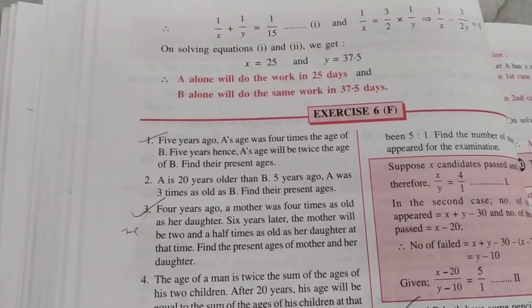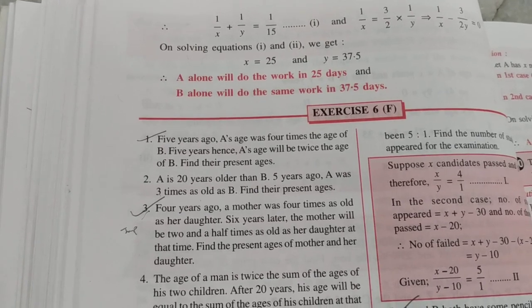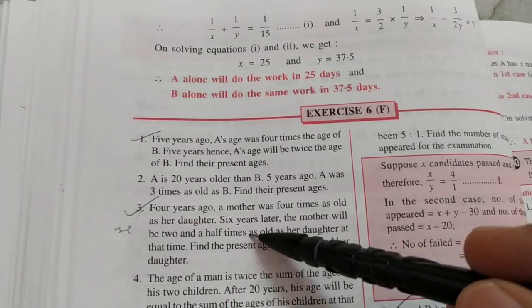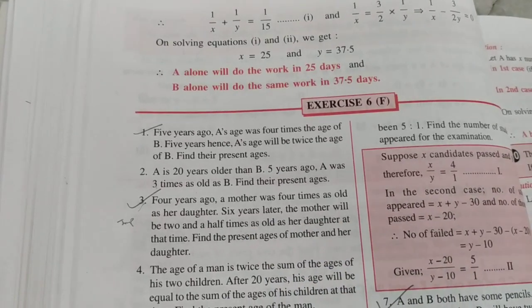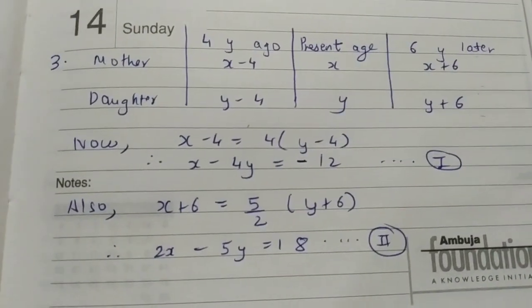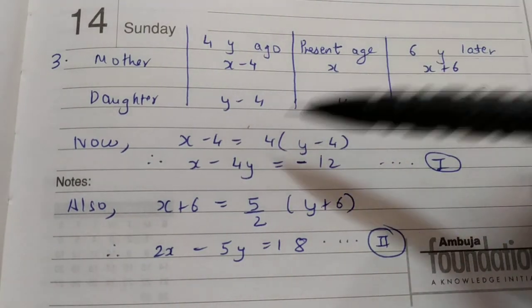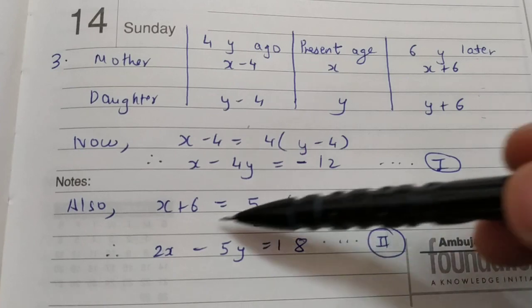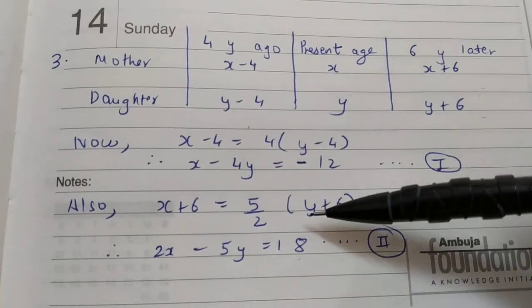4 years ago, a mother was 4 times as old as her daughter. And 6 years later, the mother will be 2.5 times, 2.5 means 5 upon 2 times, as old as her daughter. So from these two conditions, we can frame two equations. Here, make sure you do cross multiplication, opening the brackets, like terms together. Show all the steps. Don't do it directly.